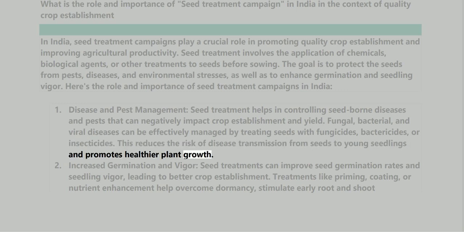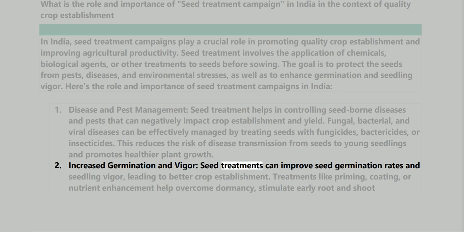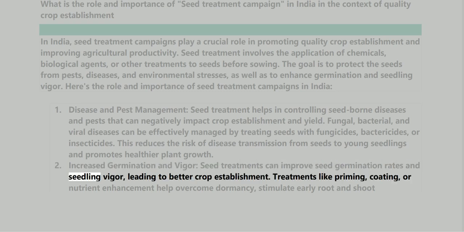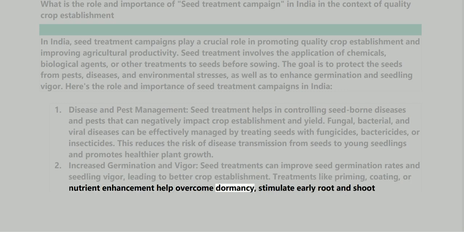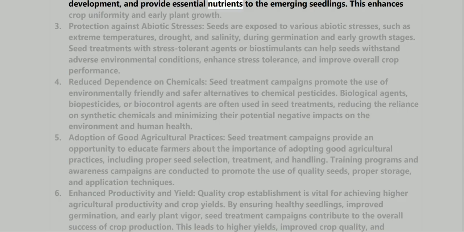2. Increased germination and vigor. Seed treatments can improve seed germination rates and seedling vigor, leading to better crop establishment. Treatments like priming, coating, or nutrient enhancement help overcome dormancy, stimulate early root and shoot development, and provide essential nutrients to the emerging seedlings. This enhances crop uniformity and early plant growth.